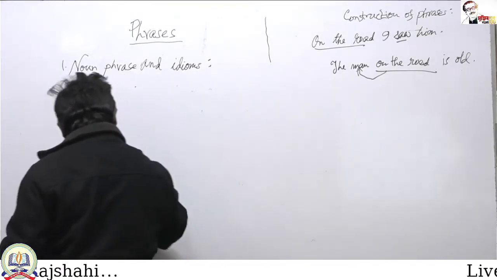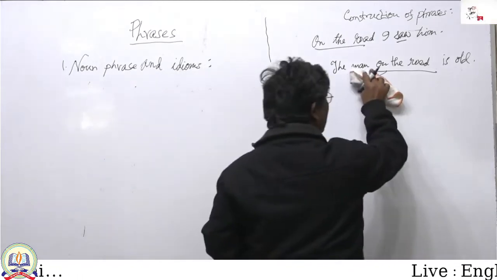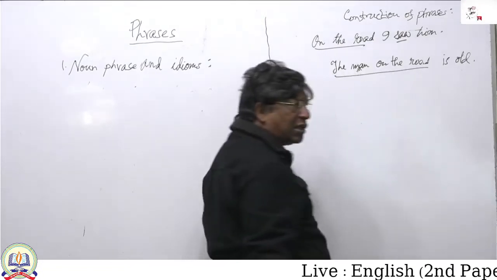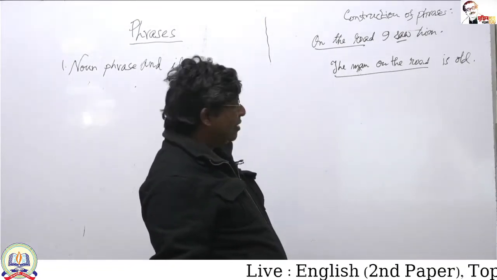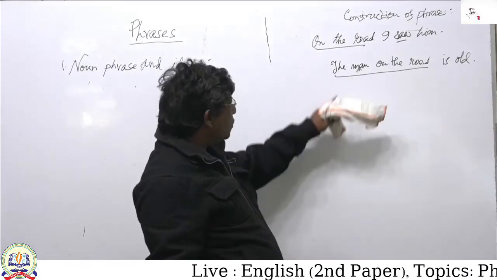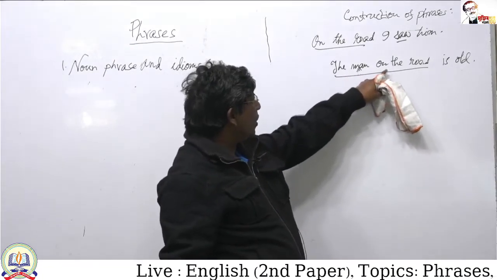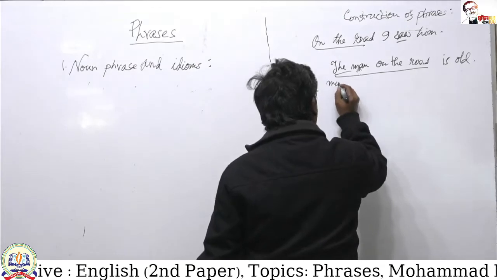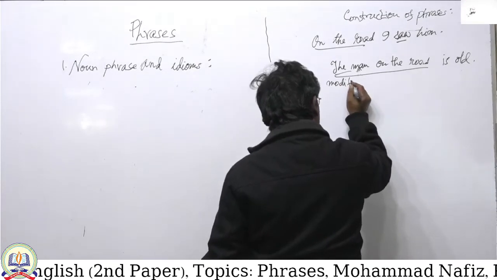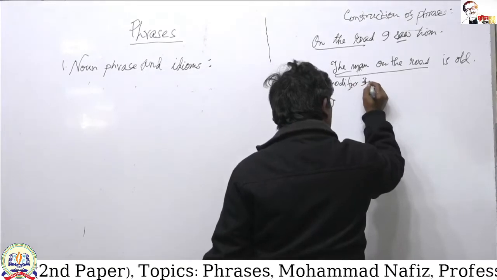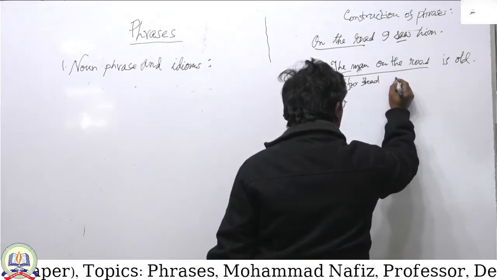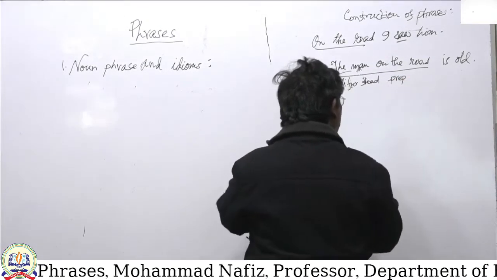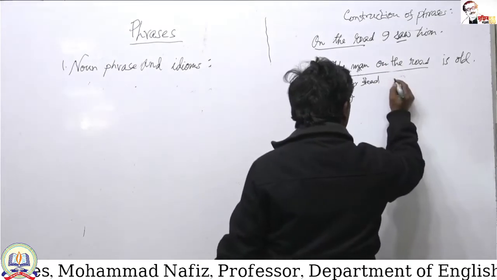So, in the sentence, the man on the road is old, we have the subject, the man on the road, that is the noun phrase before the finite verb is the subject. In the subject, we have the head word man and modifier on the road and modifier the. Therefore, modifier, head word man, and on the road prepositional phrase. Well, on the road is also another modifier.